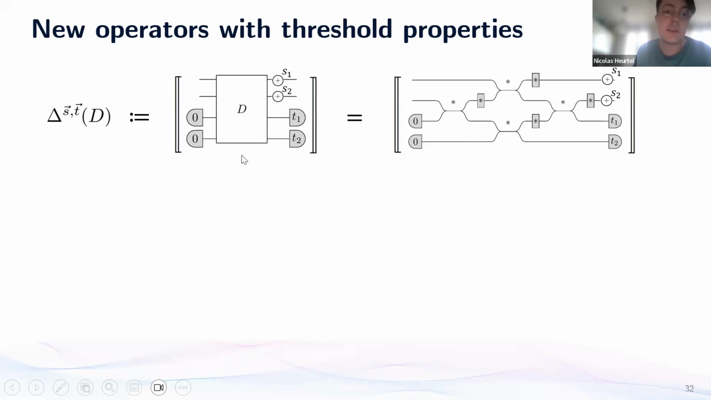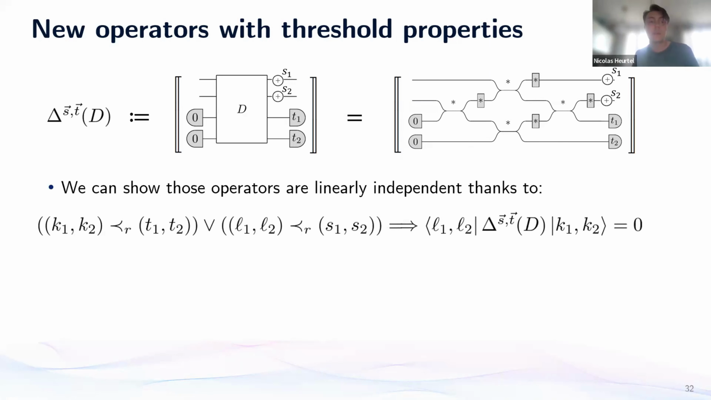What is cool with that? Why do we do that? Why do we use physics for introducing that operator? Is because we have what I call a threshold property, or at least a nice property, which is saying that if we don't have enough photons on the input or don't have enough photons on the output, then the value of delta is 0, which was not particularly the case for omega.